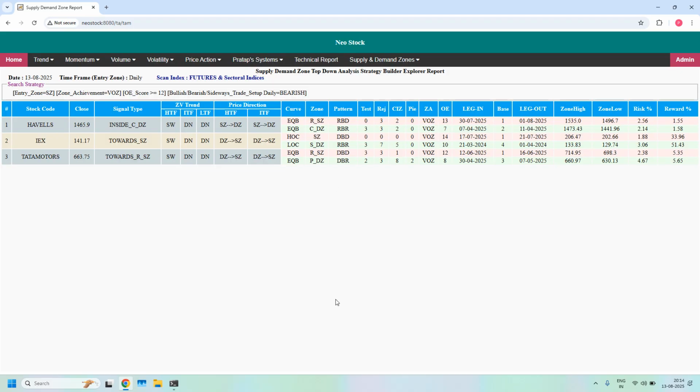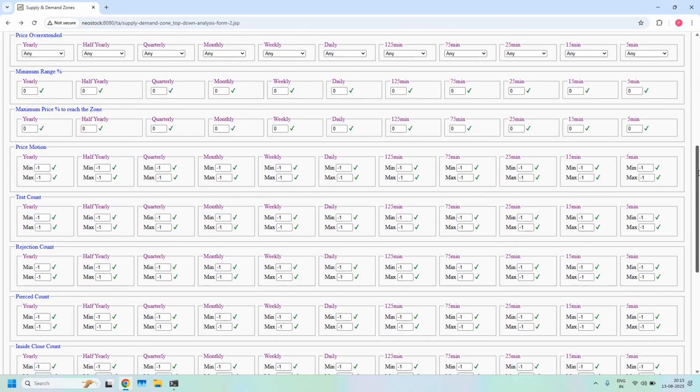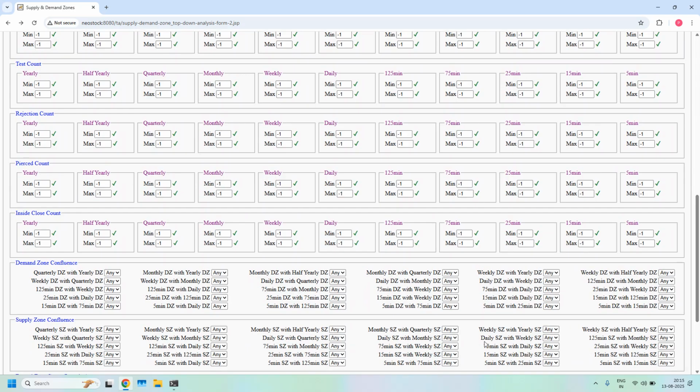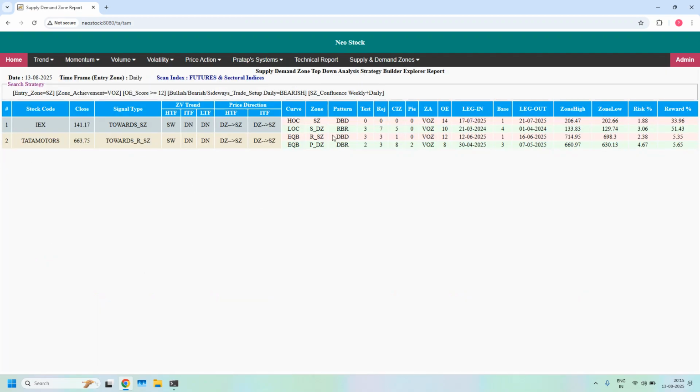Out of these 3 daily supply zones, how many have a higher probability of success? That we will filter based on different zone confluence strategies and EMA confluence strategies. Okay, the first filter is LTF and ITF supply zone confluence, that is a daily and weekly supply zone confluence. By setting the filter and applying it on the 3 stocks, we got 2 stocks. In these 2 stocks, these daily supply zones are overlapped with the weekly supply zone. And the ITF trend, the weekly trend, is downtrend.